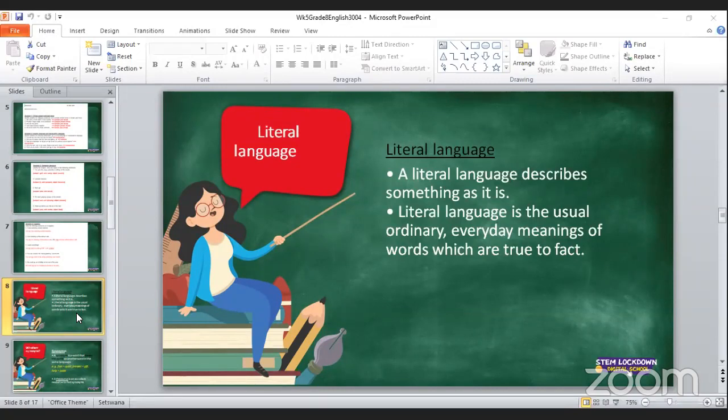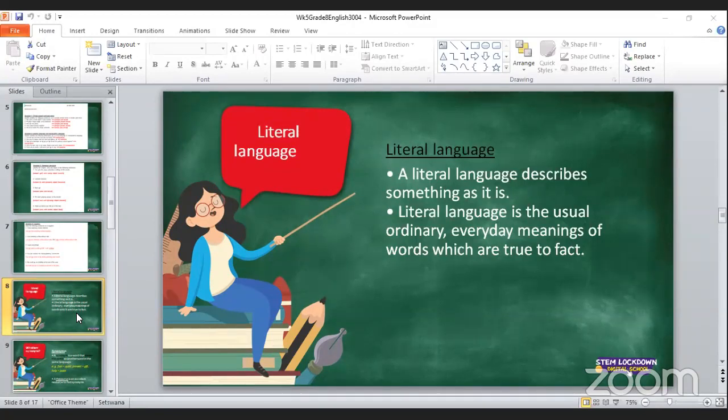So yes, that is it about literal language. Literal language is really anything that you can think of as it is. So when I say a mirror, you're going to think of a glass where you can see an image of yourself. That is literal language, right? Because there is no underlying meaning behind that, nothing implied behind that.